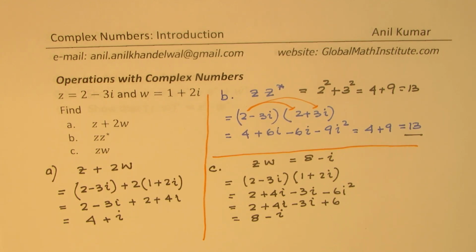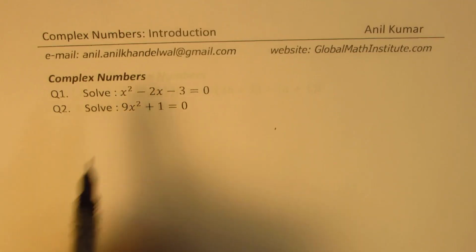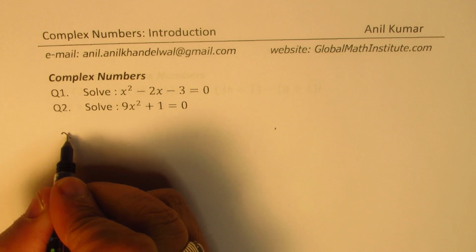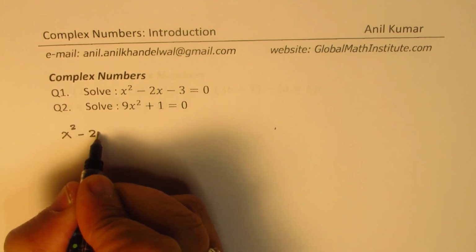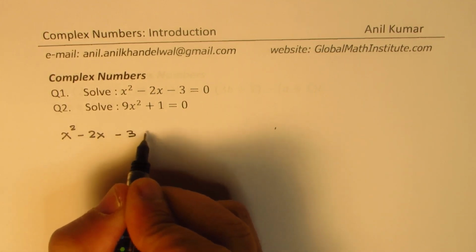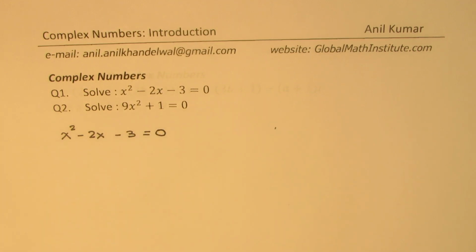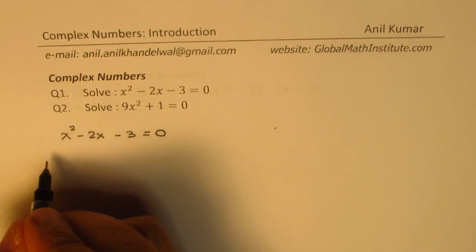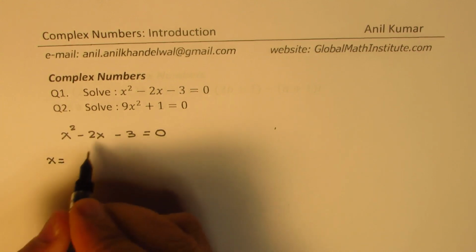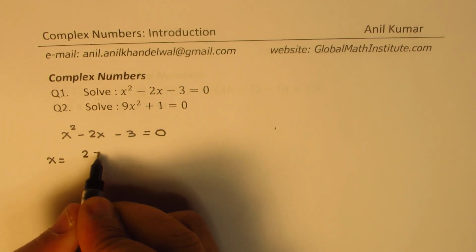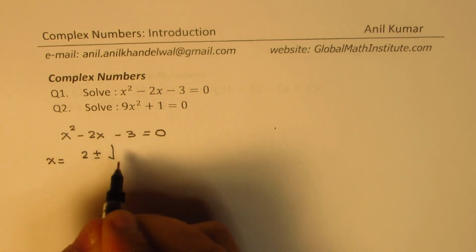We'll take up now a few equations to solve with complex numbers. Just to solve the equation x squared minus 2x minus 3 equals 0. Now this equation can be solved in many different ways, but we'll use the quadratic formula, right? So we say x is equal to minus b, which is 2, plus minus the square root of b squared.